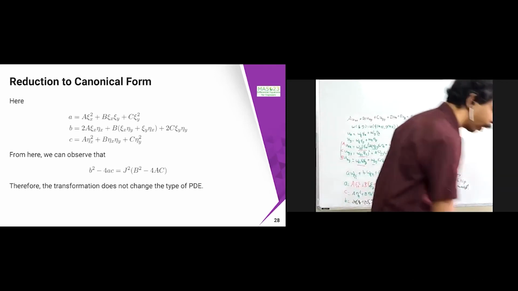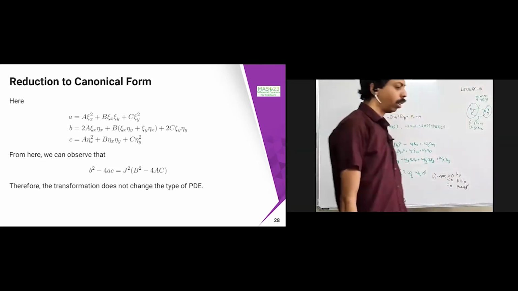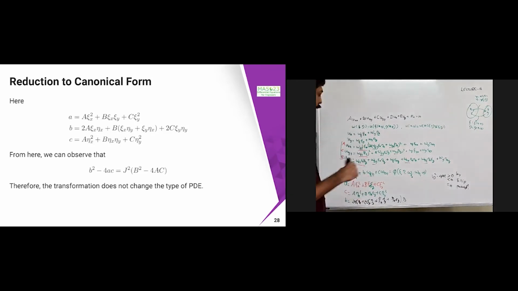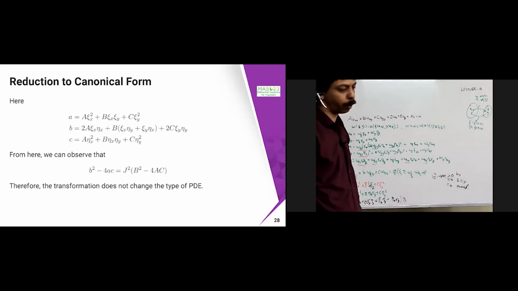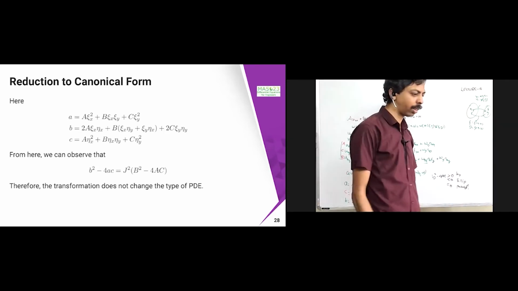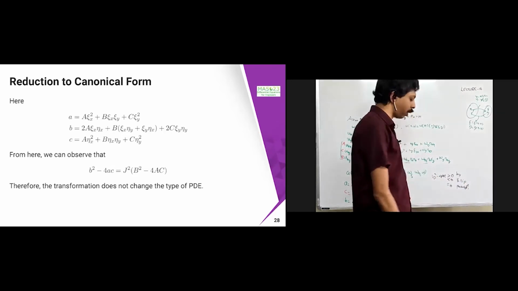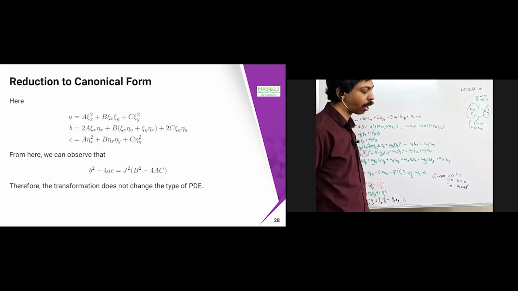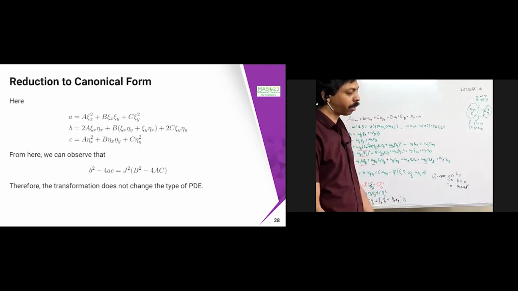So this does not change the property. If you calculate the B square minus 4AC, you can simplify this. What you are going to get is the Jacobian square into B square minus 4AC. So if B square minus 4AC is greater than 0, small b square minus 4AC is also greater than 0. If B square minus 4AC is less than 0, again small b square minus 4AC is less than 0. So the transformation is not changing the type of the PDE.